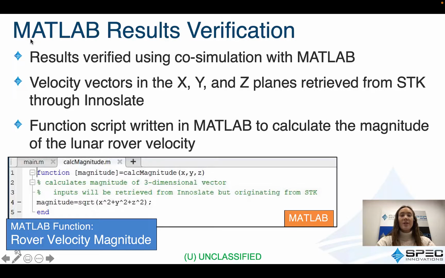The results found during the Innoslate STK co-simulation were then verified using another co-simulation, this time with MATLAB. To conduct this co-simulation, velocity vectors and the x, y, and z planes were first retrieved from STK through Innoslate. Then they were inputted in a function script written in MATLAB. The MATLAB function calculated the magnitude of the lunar rover's velocity at any given moment in the mission.